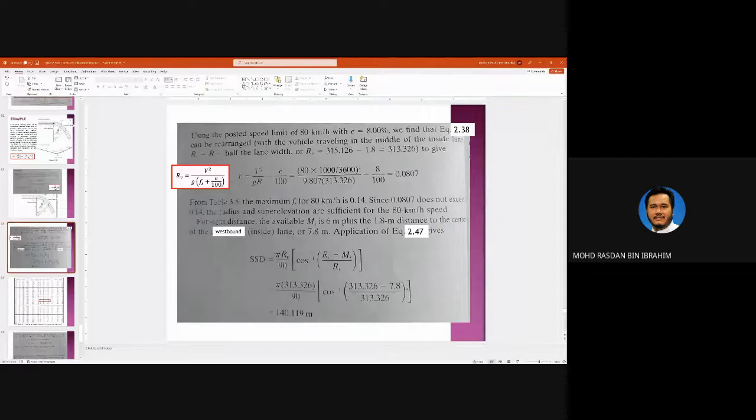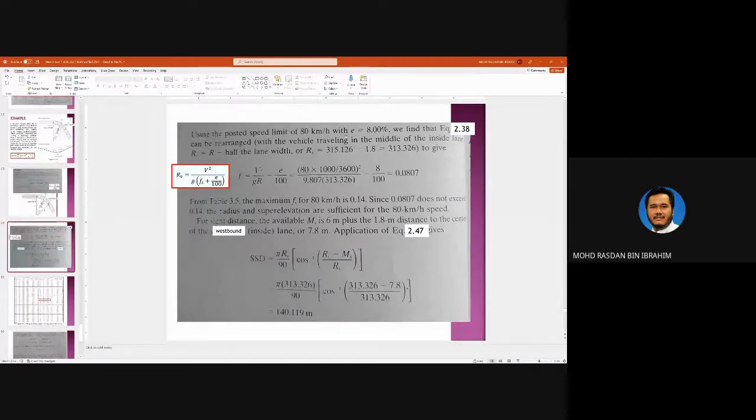Using the posted speed limit of 80 kilometers per hour and super elevation values of 8%, we find that equation 2.38 can be rearranged, with the vehicle traveling in the middle of the inside lane. RV equals R minus half of the lane width. So the value of R that you got just now minus half of the lane width, you get 313.326.